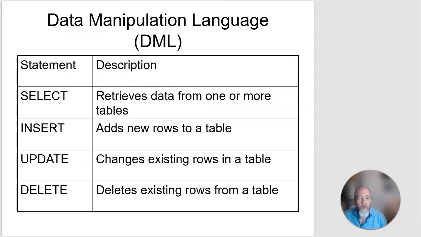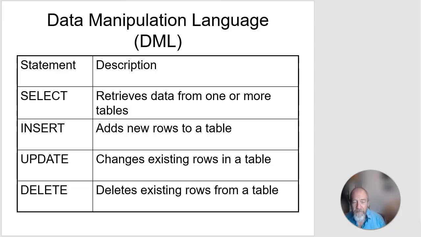So, SQL is broken down into two major parts, DML and DDL, the data manipulation language and the data definition language. The manipulation language allows you to actually manipulate data. It lets you take the stuff that's in those tables and do stuff with it. And here are the four biggies: select, insert, update, and delete.